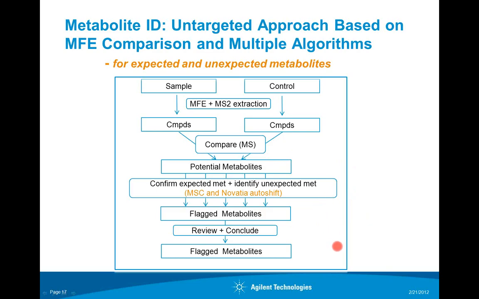This flow chart outlines the Metabolic ID workflow. Basically, the MassHunter Metabolic ID software starts with an untargeted approach by using the molecular feature extraction algorithm, in short MFE. By using the molecular feature extraction algorithm, it finds all the compounds in the sample as well as in the control, and then this algorithm compares both sets of data, finds the differences, and gives a list of potential metabolites.